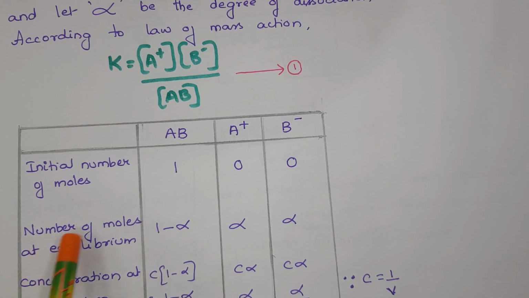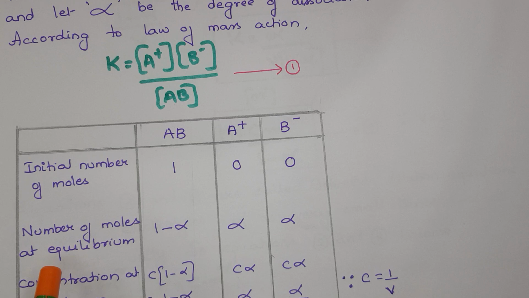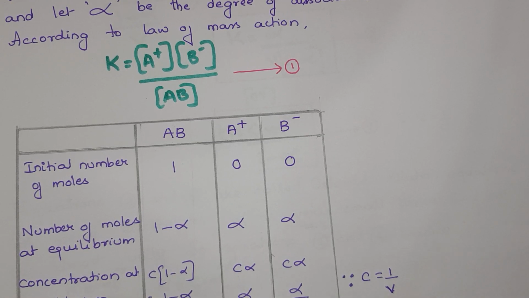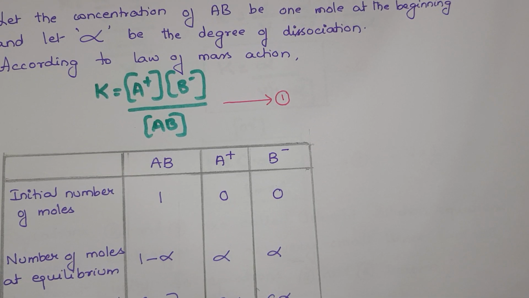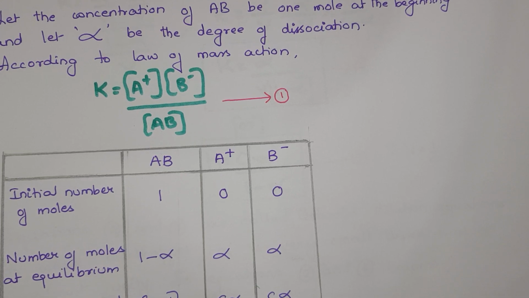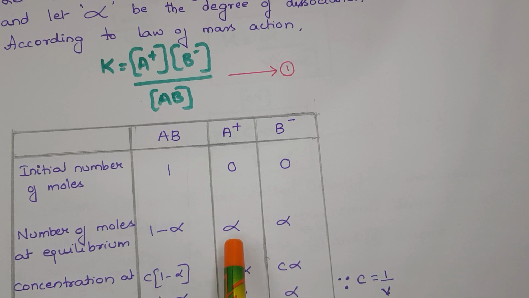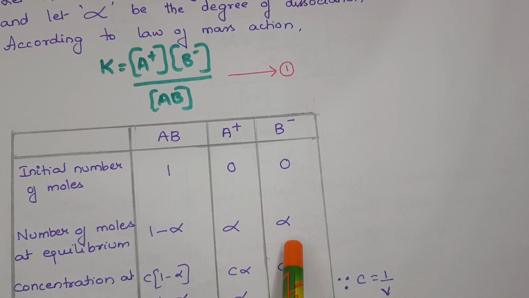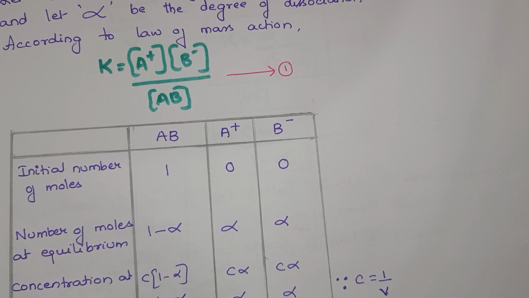Next is number of moles at equilibrium. Whenever you are seeing this equilibrium, that means the reaction started and AB is dissociated into A+ and B-. So what did we write here? Alpha be the degree of dissociation. That means alpha amount of AB is being dissociated. So how much will be the concentration of AB now? 1 minus alpha. How much of A+ is produced? Alpha. How much of B- is produced? Alpha.